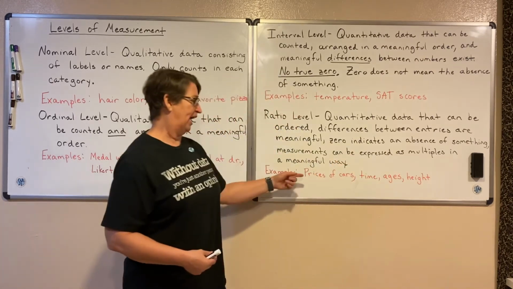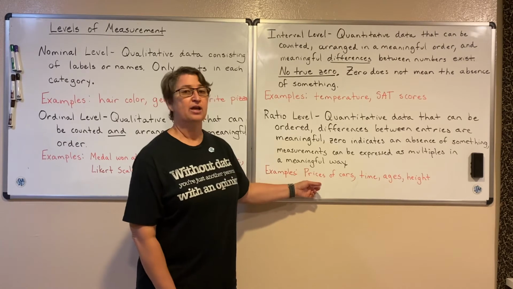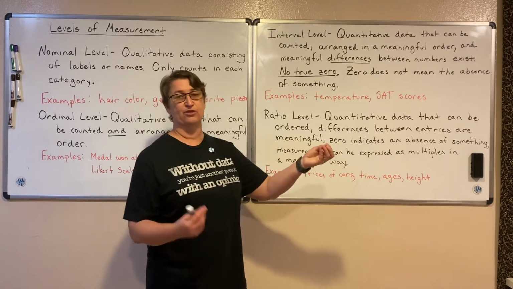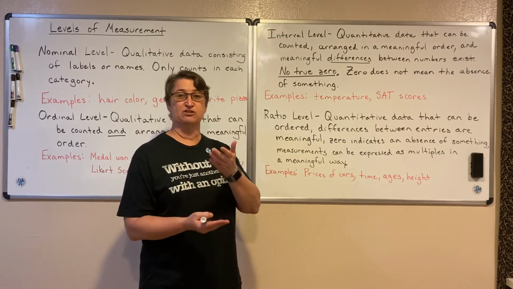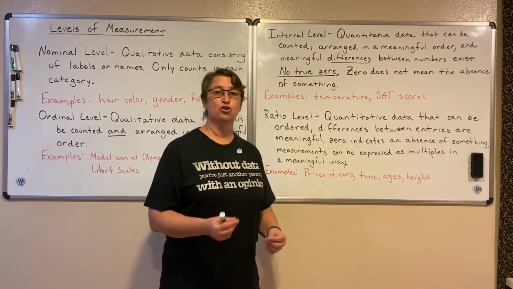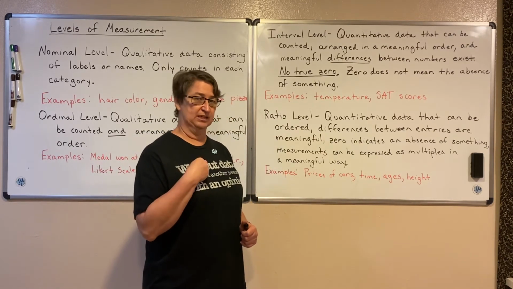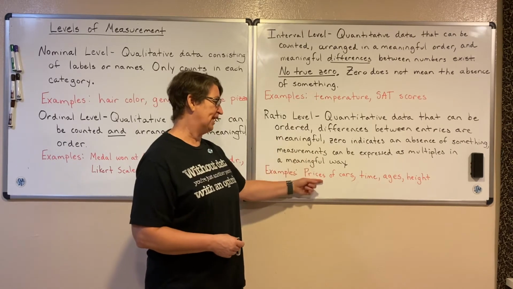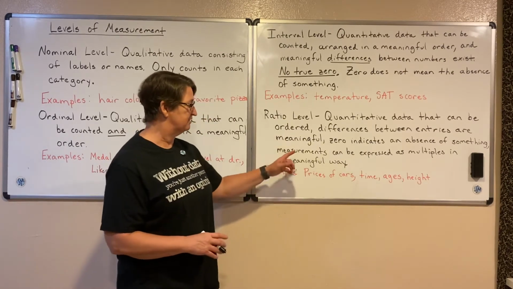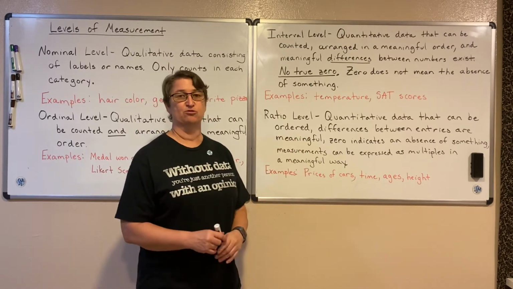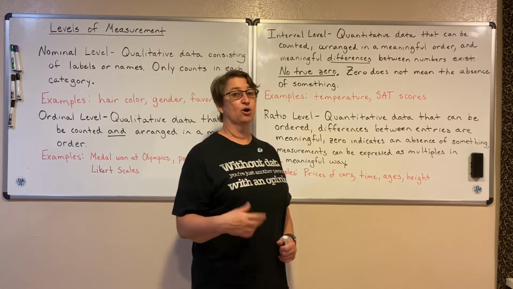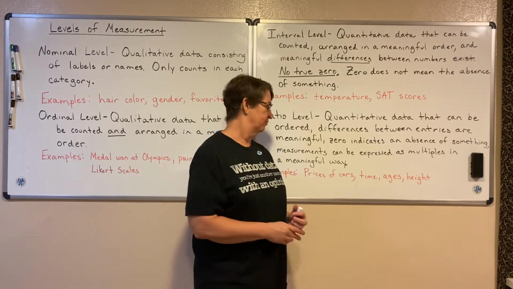So here are some examples of that. Prices of cars. That can be ordered, you know, this is greater than that, and I can actually find differences between that. You paid $100 more than I did. We can even say your car cost twice as much as mine did. So that multiplication actually is meaningful. And the big difference there is that we can see that 0 indicates an absence. So if you didn't pay anything for it, then there was an absence of an exchange of money. Or maybe there was just an absence of a purchase.